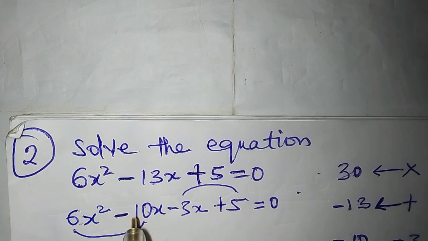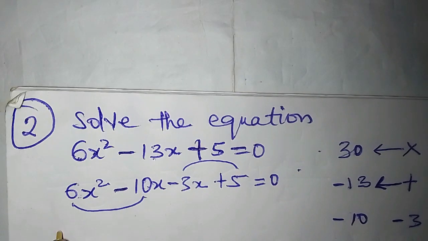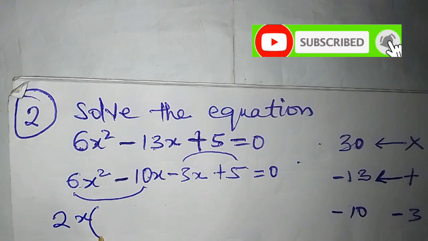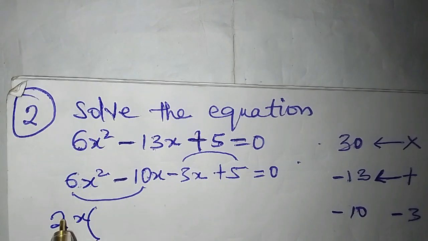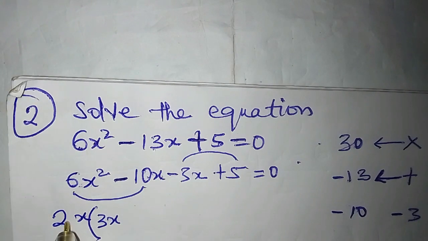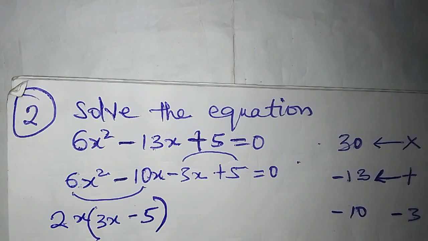What is common to these first two? It is 2x. 2x is common to 6x squared and minus 10x. So bring 2x out. 6x squared divided by 2x is 3x, so that 2x times 3x is 6x squared. Minus 10x divided by 2x is minus 5. Minus 5.